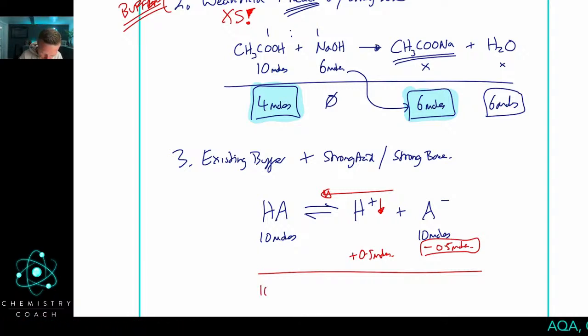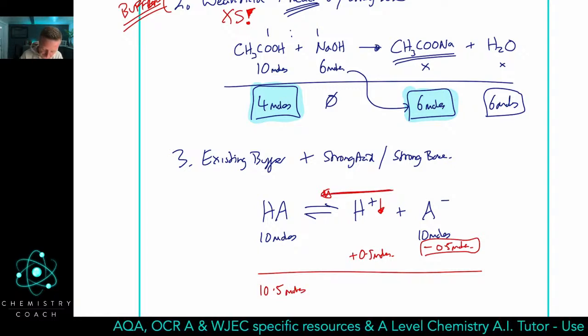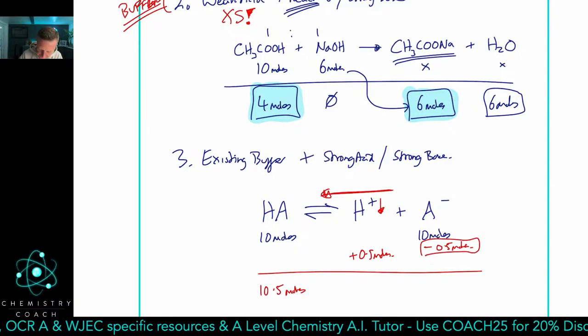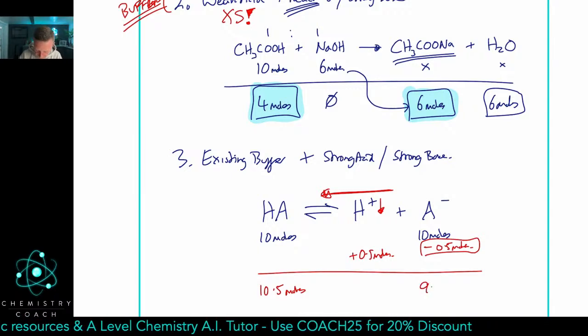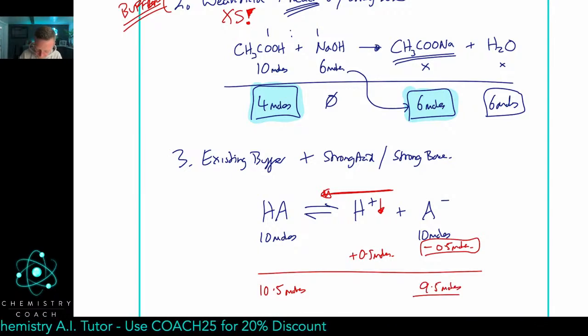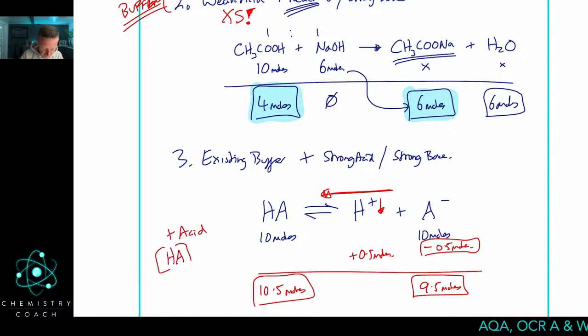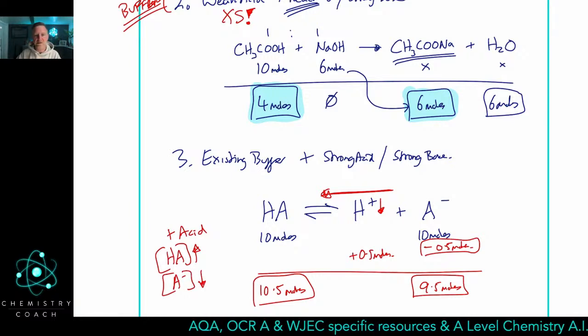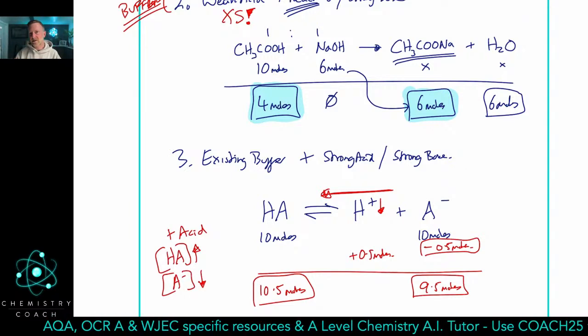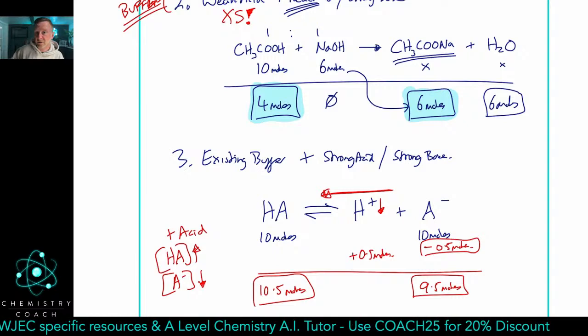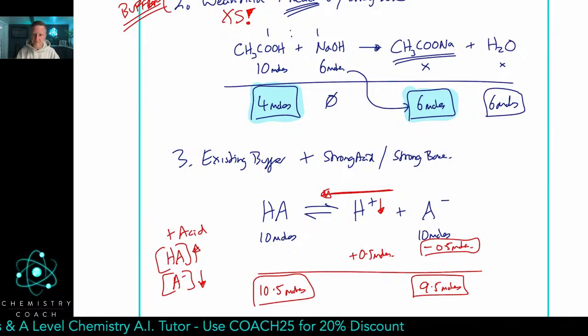the amount of moles of our acid now is 10.5 moles, okay, because it's shifted to the left. And what's happened here is the A minus, the salt, has now become 9.5 moles. So when you add an acid, basically HA concentration increases and your A minus concentration decreases, okay? Because we've added an acid, the equilibrium reacts to that, Le Chatelier's kicks in, and it shifts to the left.